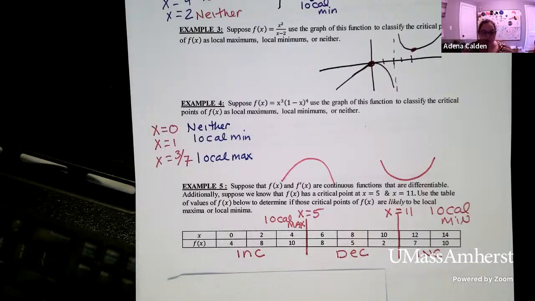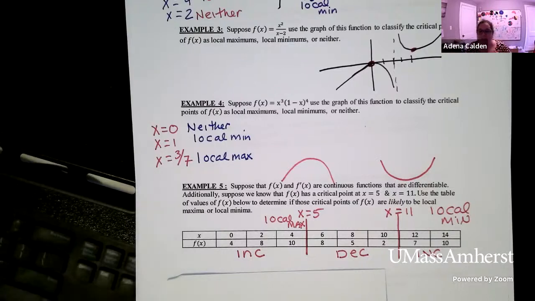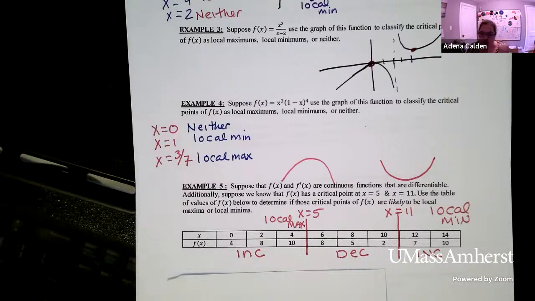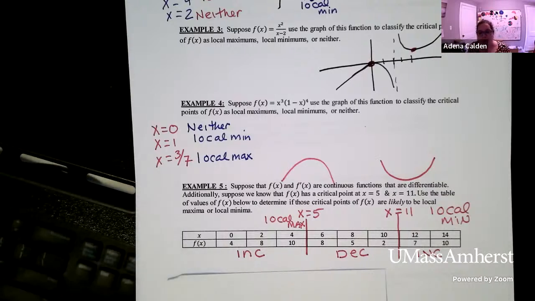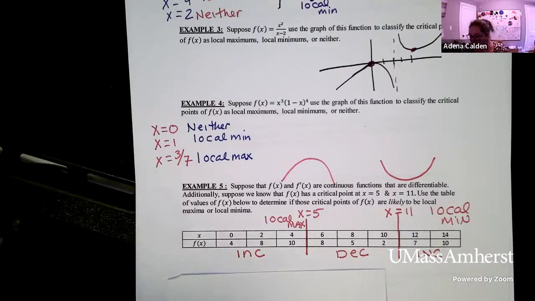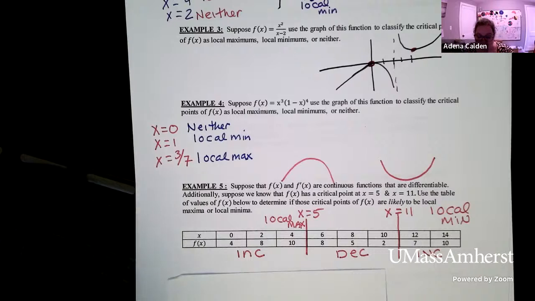Okay. So the key takeaway from the first test is mainly visual, right? We're looking for where things are increasing and decreasing, whether on a graph or on a table, to help us determine the shape of the function, which would then help us understand whether it's a local max or a local min. Okay, so now we're going to talk about the second test that we can do. And the second test is called the first derivative test, because we're going to be doing some analysis on the first derivative to help us understand the behavior of the original function.